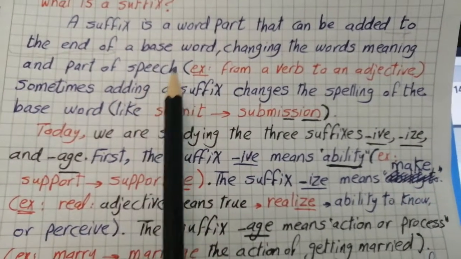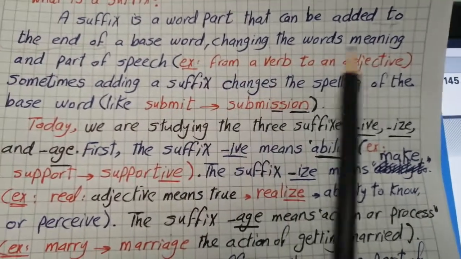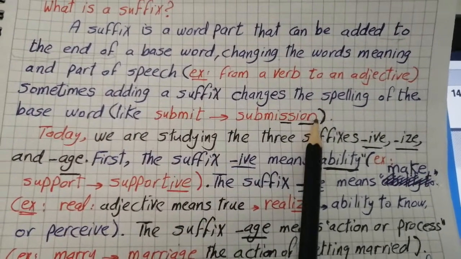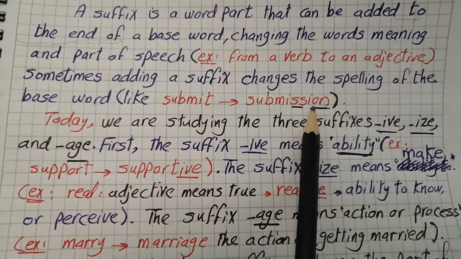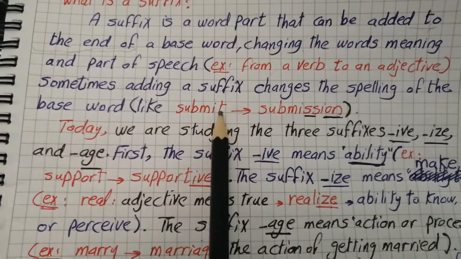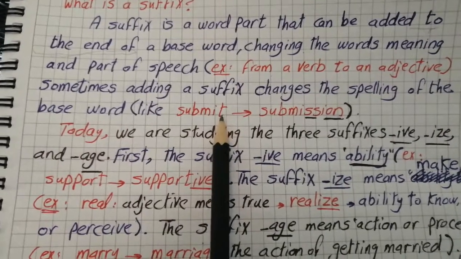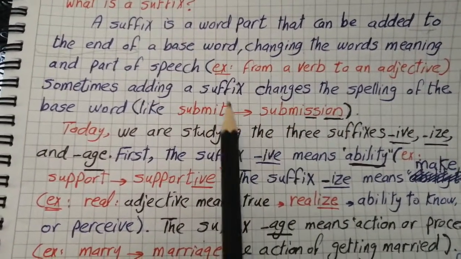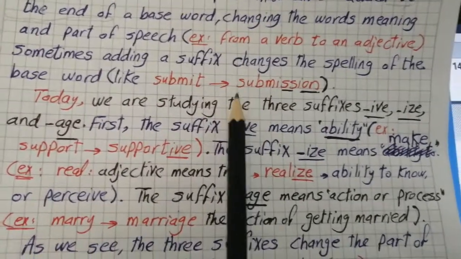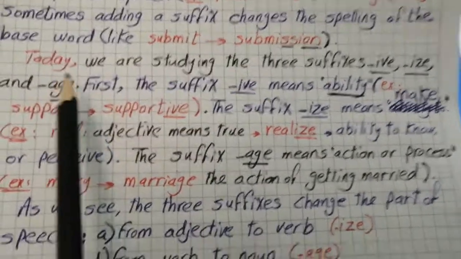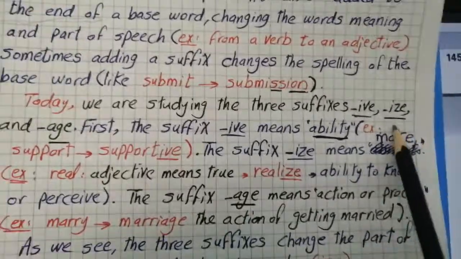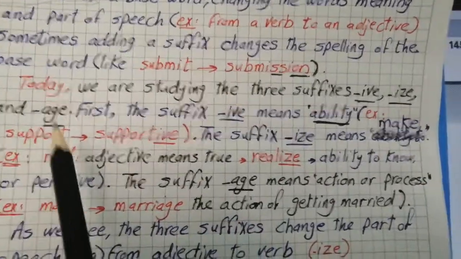Sometimes when I add the suffix, it changes the spelling of the base word. Like the word submit: when I add the ION suffix, it changes the spelling. As you notice, T is dropped and I add SS, then add ION. This is an example of a word spelling change. Today we are studying the three suffixes IVE, IZE, and AGE.